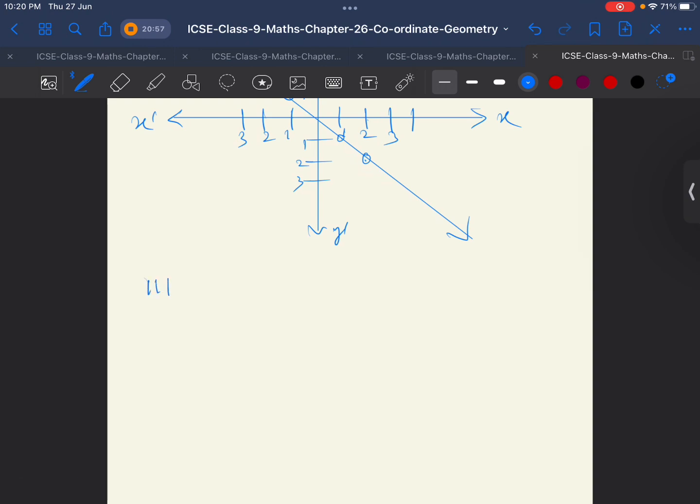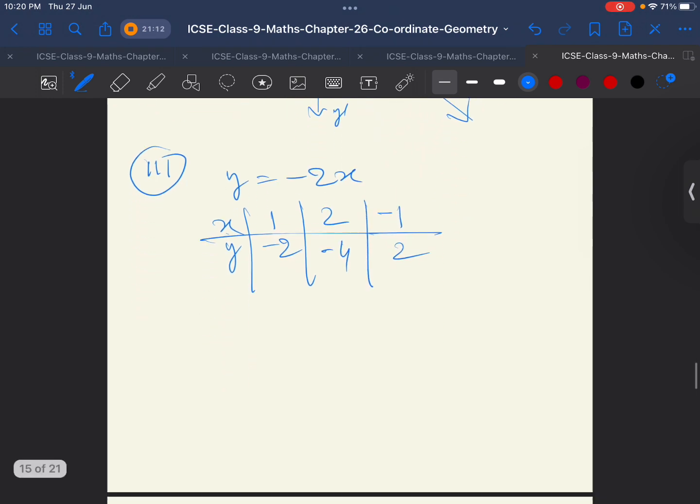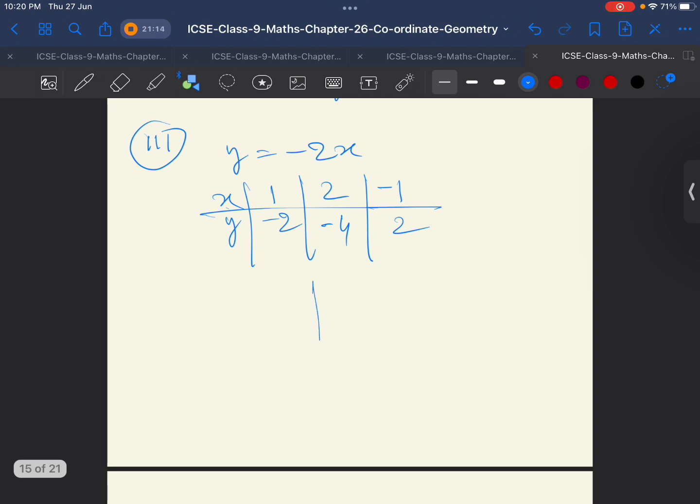Now question number 3, y equals minus 2x. Then the table is here. If x is 1, y is minus 2; x is 2, y is minus 4; x is minus 1, then y is 2. Now we draw the straight line.